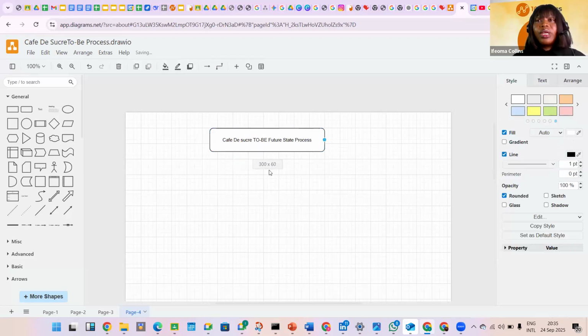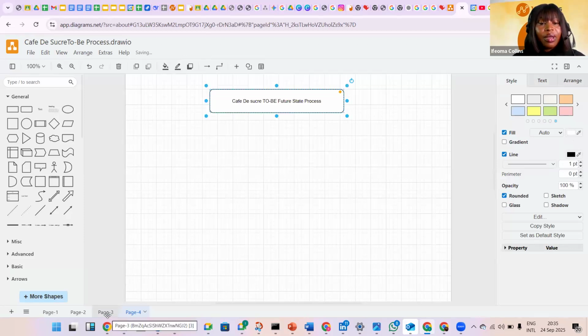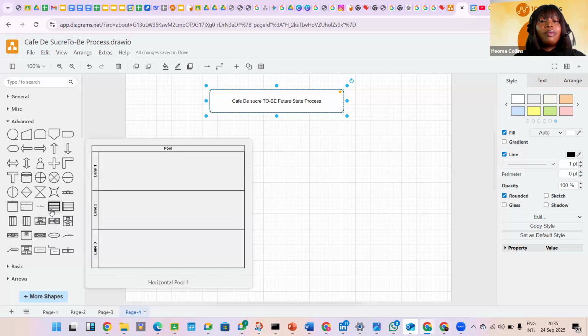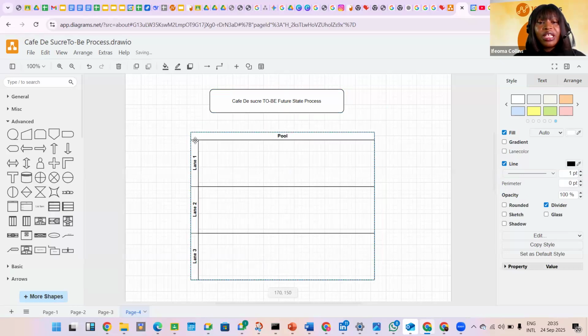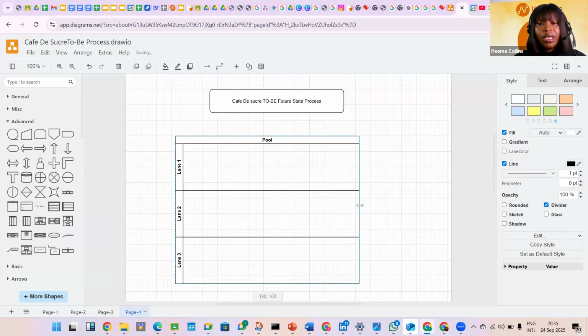So the next thing we will do is, for the as-is state, we used a flow chart, but for this we're going to use a swim lane. The swim lane we give every stakeholder. It will represent the process of every stakeholder on this process. Okay, so this is a swim lane diagram. All right, so I'm just going to extend this.